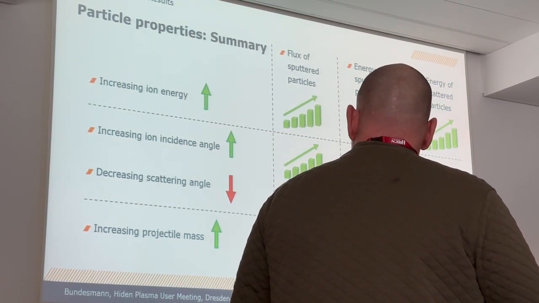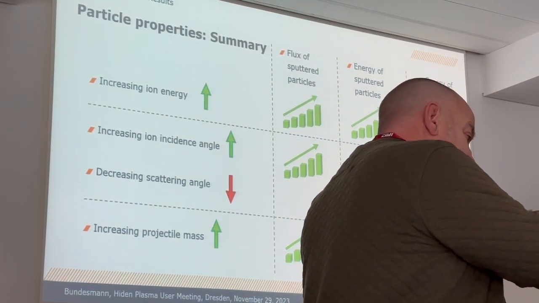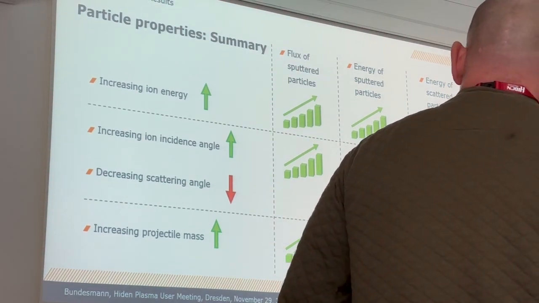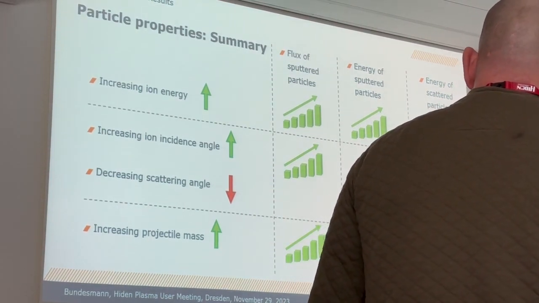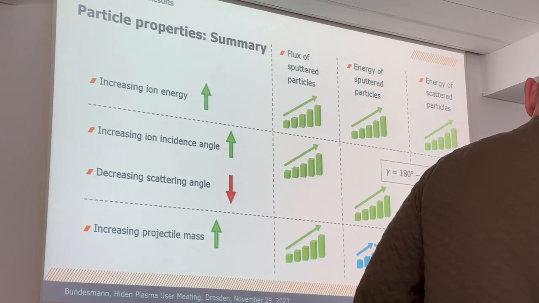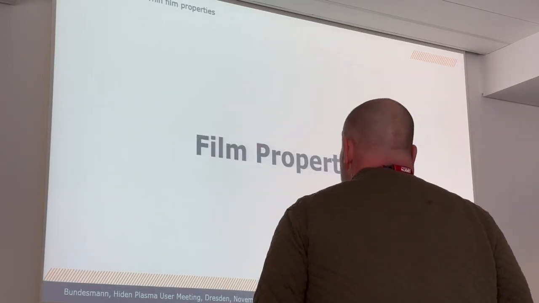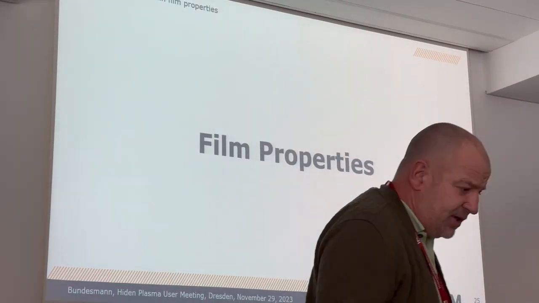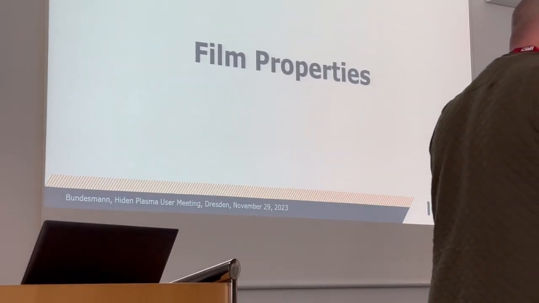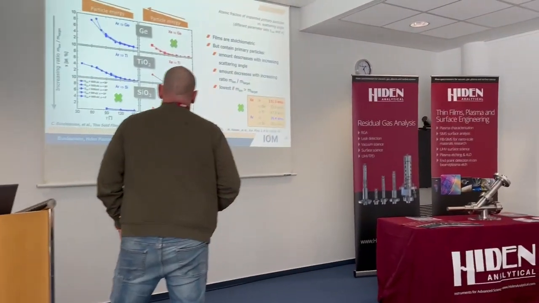And if you have an increase in particle mass, then you also have the relation of the primary particle mass to the target particle mass. So the flux is increasing, there's a maximum if the energy is the same, and the energy of the scattered particles goes down. So this is the summary of the particle properties, and if you do ion beam sputter deposition, this should also be reflected in the thin film properties.